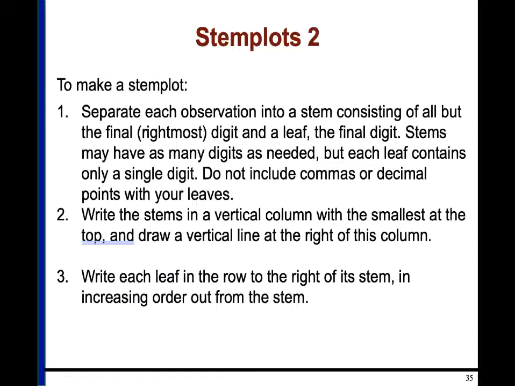Then your stems are going to be in a vertical column with the smallest value at the top, and you'll draw a vertical line to the right of that column. And then starting at that smallest stem, you'll increase by 1. Even if there's nothing in a particular section, you still have to write it so that you have them all evenly spread out. And then once you have all of those stems, you're going to write the leaves on each row to the right of the stem. You also need to make sure that they're in increasing order from that stem.